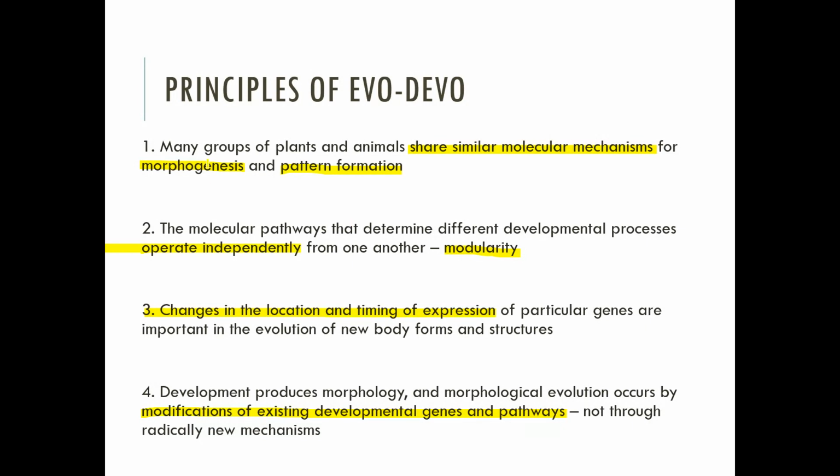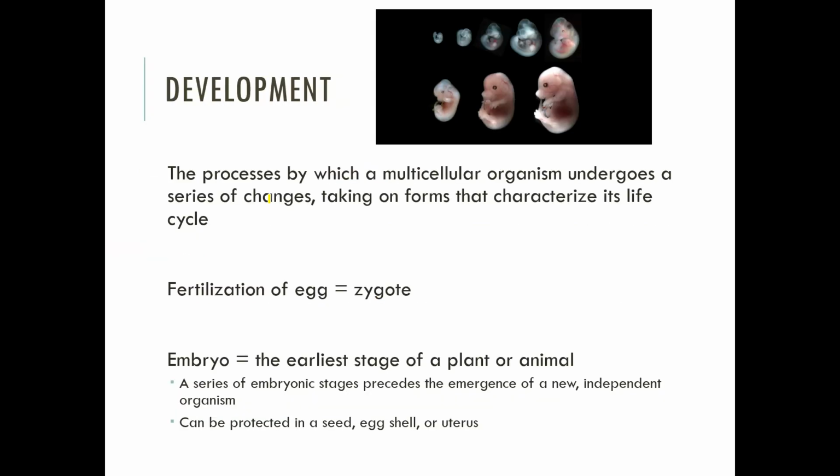Okay, so once again, these are the four main principles of Evo Devo, and I'm going to tell you to star a couple of slides, and this is definitely one of those that's pretty important to the overall lesson. All right, so what is development? Well, development are those processes by which we go from a single cell all the way into a multicellular organism, and it develops from the zygote to the embryo all the way up to the full-grown baby or offspring.